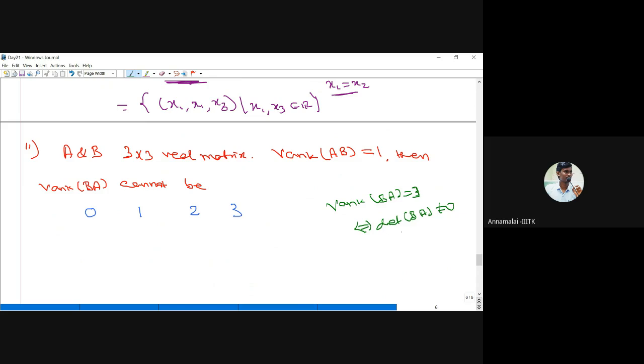And we know that the determinant of AB is the same as the determinant of BA. Both are the same, and this should be non-zero. So AB is also a 3 by 3 matrix whose determinant is non-zero, which implies that the rank of AB should be 3. But it is given that the rank of AB is 1. Therefore, this is not possible. So this is the correct answer: the rank of BA cannot be 3. That is the answer. Any doubt in this?